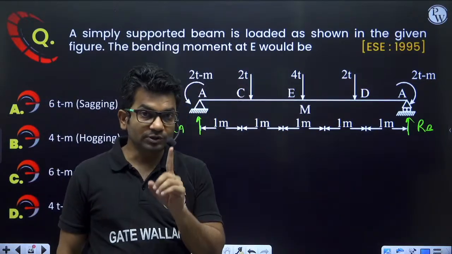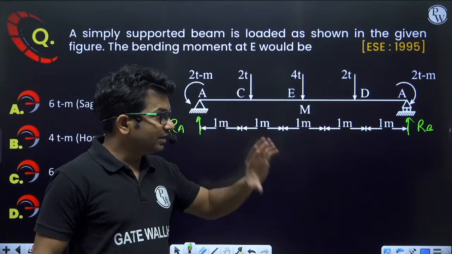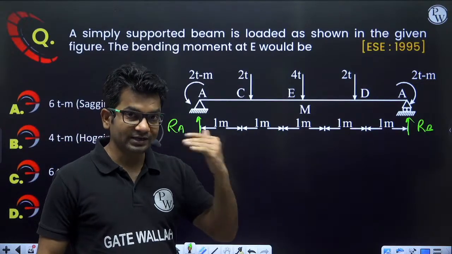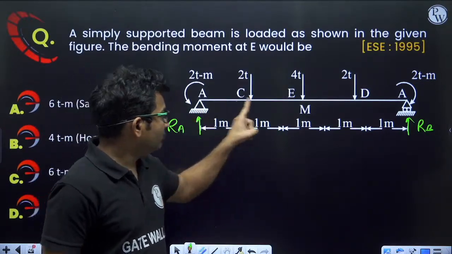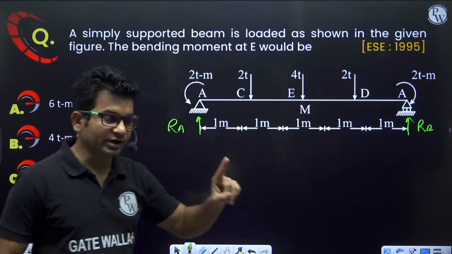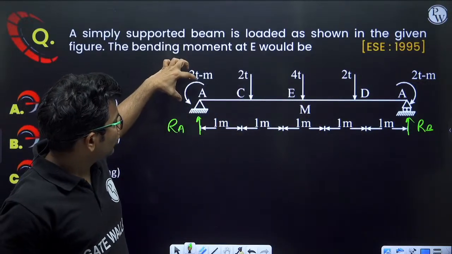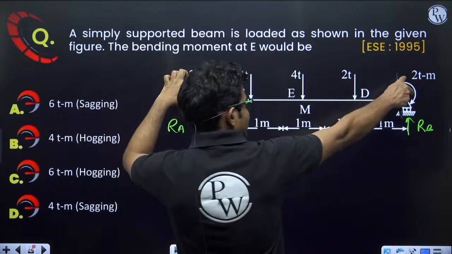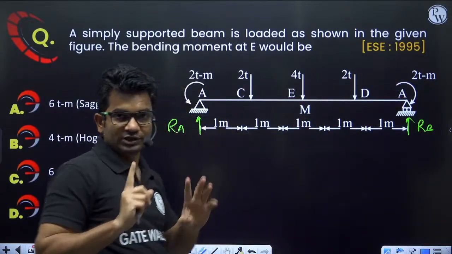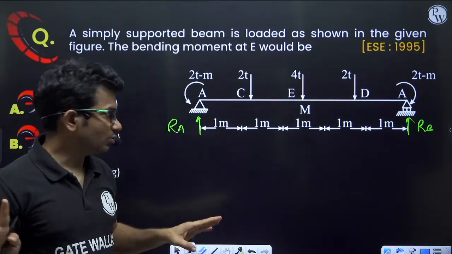I am talking about support reactions, not about bending moment or shear force. That scenario is different. Now, if I want to calculate support reaction, because of this and because of this, they both will be producing equal and opposite. Equal and opposite cancel out.